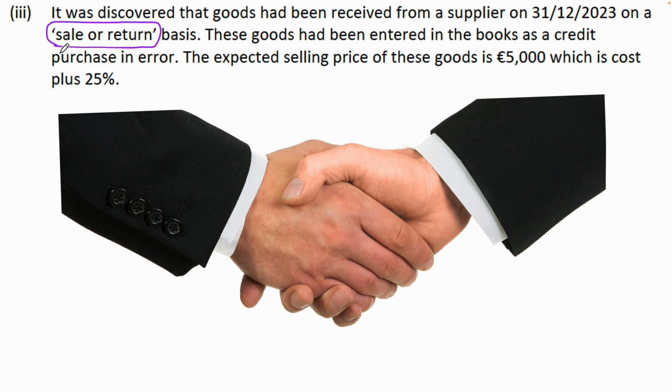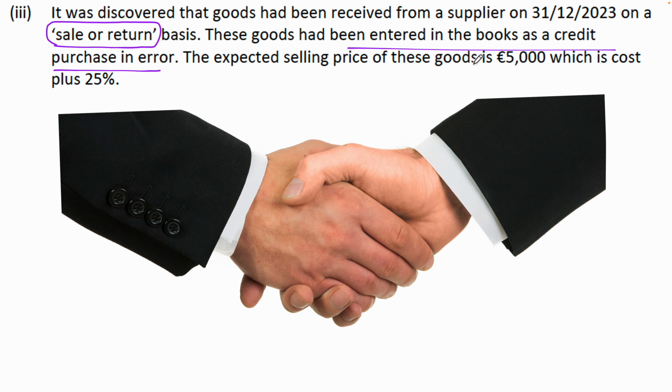So this is saying goods that were received from a supplier, so a creditor sent us goods, and they said, yeah, you can have sale or return basis, so until you sell them, we're not going to charge you. But what our bookkeeper did was they entered them as a credit purchase in error. So the bookkeeper made this mistake. So we definitely did not buy these yet.